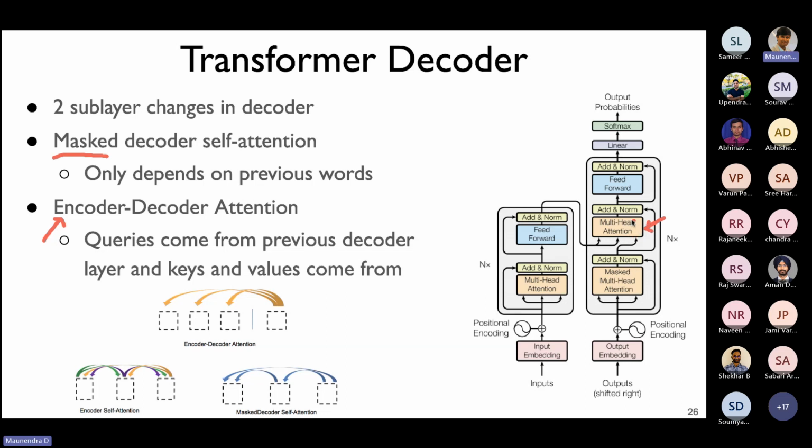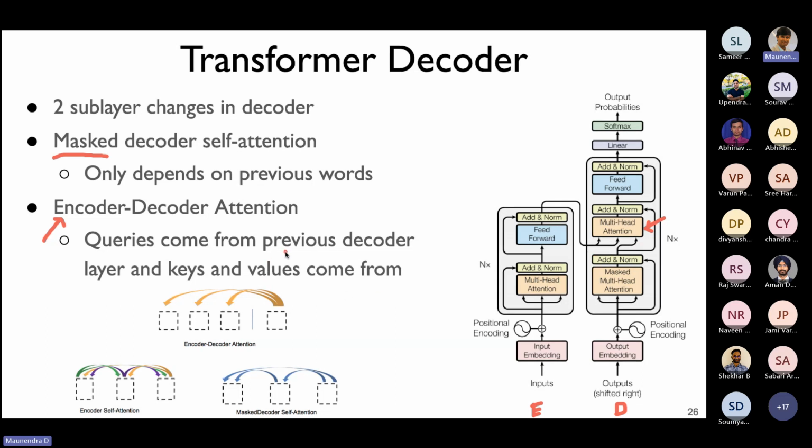We'll see that this is a multi-head attention. The attention function remains the same, but the attention function has Q, K, and V, right? So Q and K come from the encoder side. This is the encoder. Left side is the encoder. Right side is the decoder. So Q and K come from the encoder side and value comes from the decoder side.